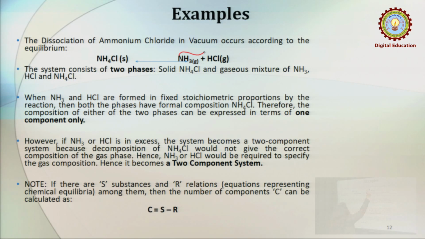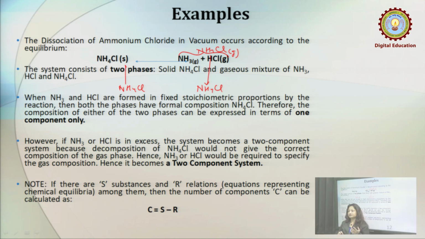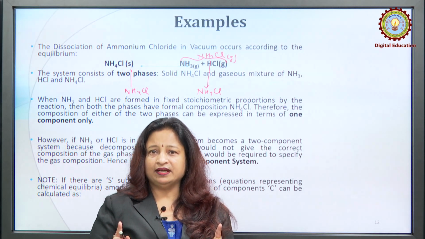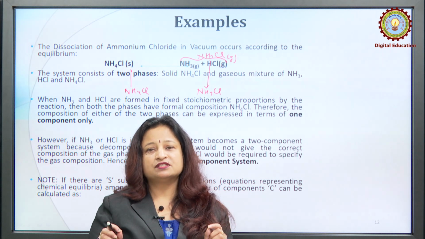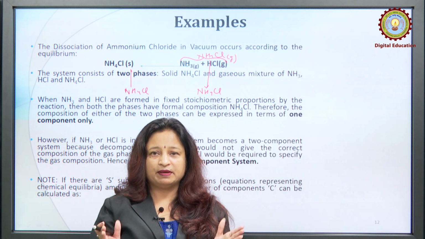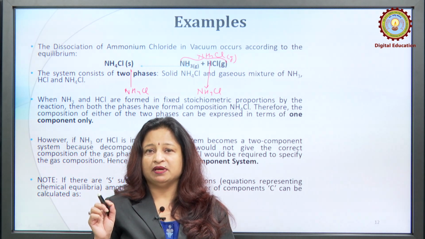So, these two mix together to give the formal composition of ammonium chloride. In this way you can see that this can be expressed by ammonium chloride, and this can also be expressed by NH4Cl. So, only one chemical constituent is required to express the composition of each phase, that is solid and gaseous state, present in the system. This is the case when ammonia and HCl are formed in fixed stoichiometric proportions, right. The concentration of ammonia is equal to the concentration of HCl. So, they mix together to give the formal composition of ammonium chloride. So, in this particular case C will be 1.